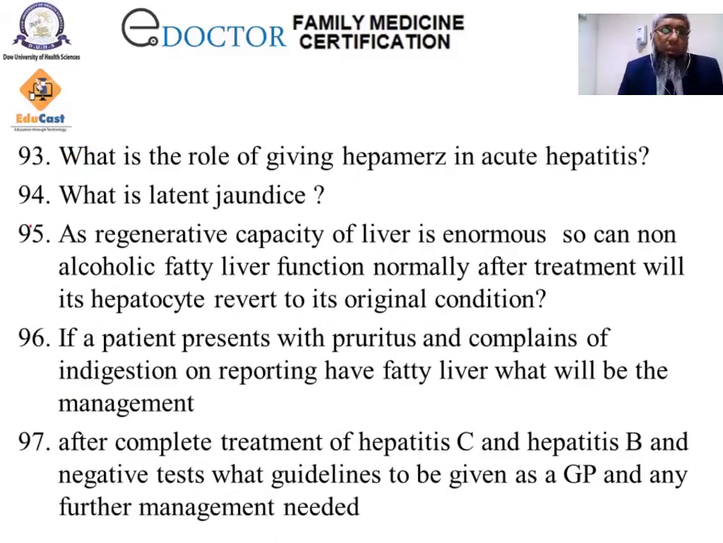Question number 93. What is the role of giving Hepamerz in acute hepatitis? No role. There is no role of L-ornithine L-aspartate, which is the generic name of Hepamerz. What is latent jaundice? Latent jaundice is basically when your ALT is high, but clinically you do not have yellow discoloration of sclera. Your bilirubin is less than 2 to 3.